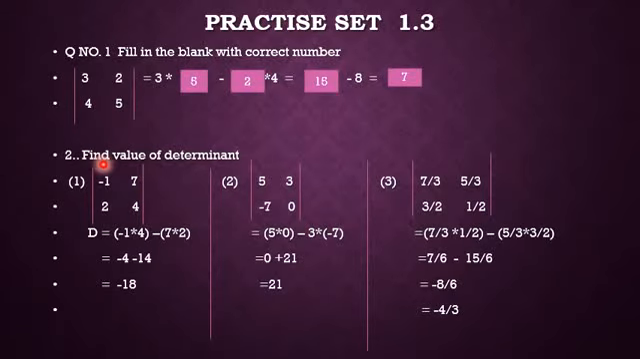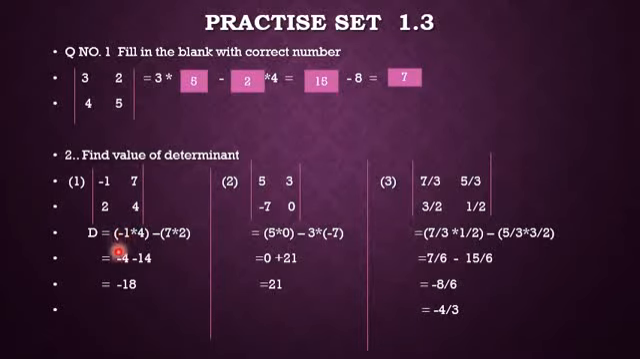Question number 2. Find the value of the determinant. Example number 1: minus 1, 7, 2, 4. Here we can find the value of the determinant. We have to give it the notation D. D नाव द्यायचं, कॅपिटल लेटर्स मध्ये द्यायचं असतं. D is equal to minus 1 into 4 minus 7 into 2.